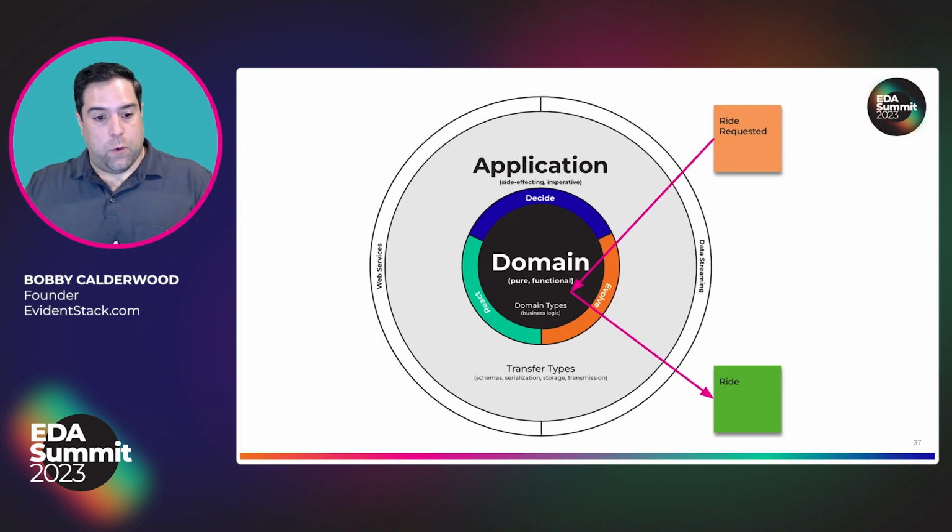Now that event is out there in the world. This ride requested event is written somewhere. Maybe it's on a pub/sub channel. Maybe it's on a Kafka topic. Maybe it's in your event sourcing database. It's there. Now we need to react to that event. Not react, because that's the name of another function. We need to evolve the current state of our system based on the presence of that event.